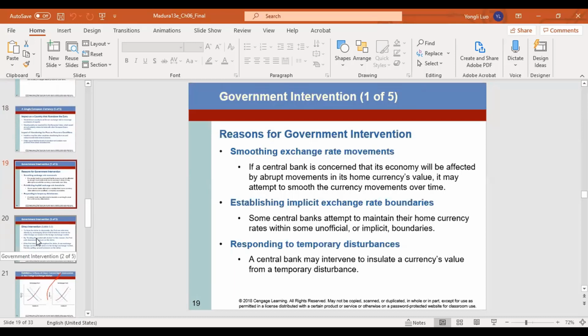There are many reasons for government intervention. For example, smoothing exchange rate movements, establishing implicit exchange rate boundaries, and responding to a temporary disturbance.